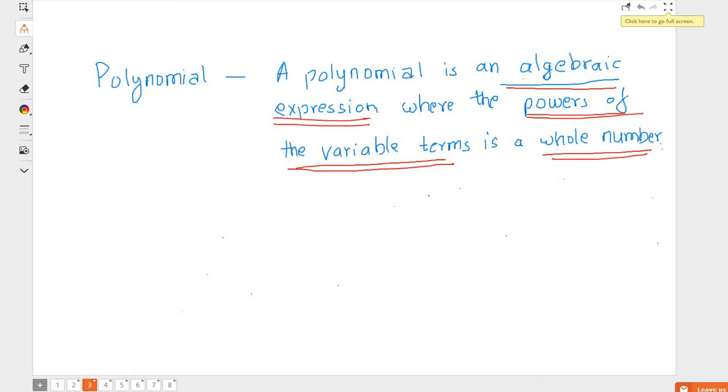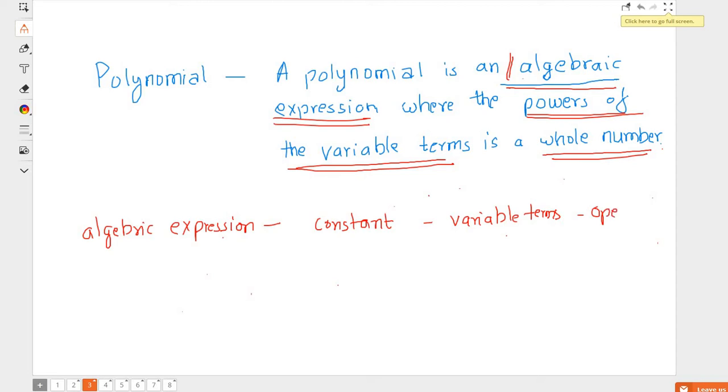So first things first, an algebraic expression. We consider a polynomial, but it has to be an algebraic expression. So we'll see what an algebraic expression is. Although we have studied this, understanding the basic definition is, in my opinion, more important. An algebraic expression consists of constant terms, variable terms, and certain operations.